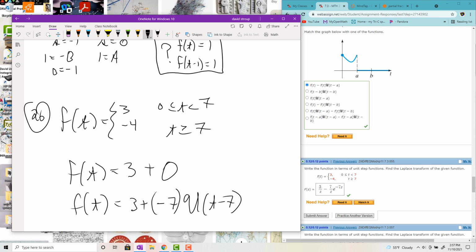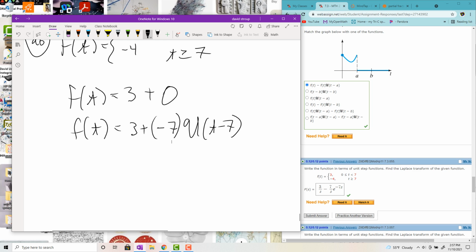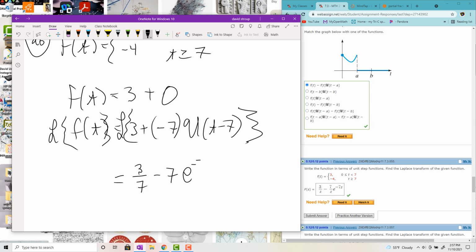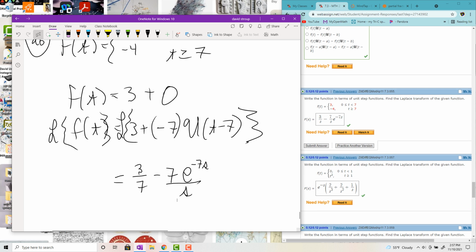-7 right here. Okay. Then they want you to get the transform of that. So Laplace of this thing is the Laplace of this thing. And so that will equal, Laplace of 3 is just going to be 3 over s minus 7 times the Laplace of u of t minus 7. So that's going to be e to the -7s, and then a shifted version of 1, right, which will just be 1 over s. Okay, so you would get that for your translated version.